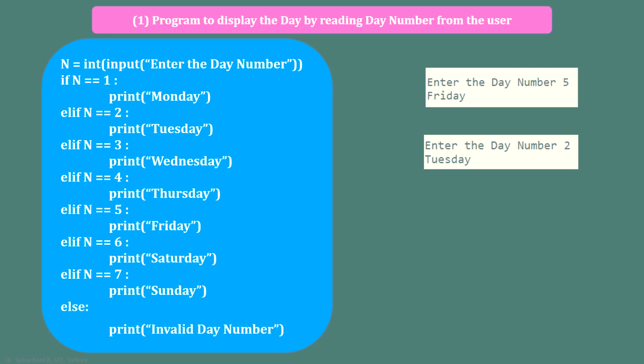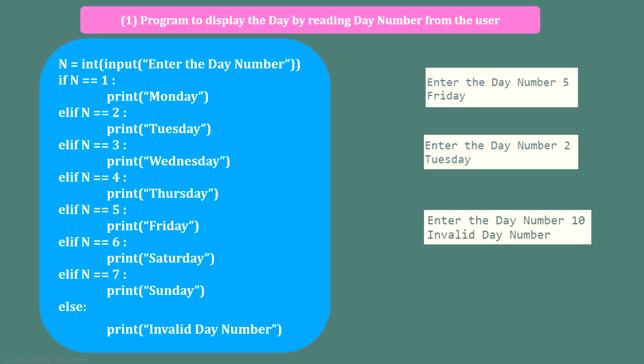Suppose the day number is 2 given by the user, then the message Tuesday will be displayed on the screen. Let us assume that the user is entering the value of 10. That 10 is not a valid day number, and so the else block will handle this input by displaying a message invalid day number on the screen.